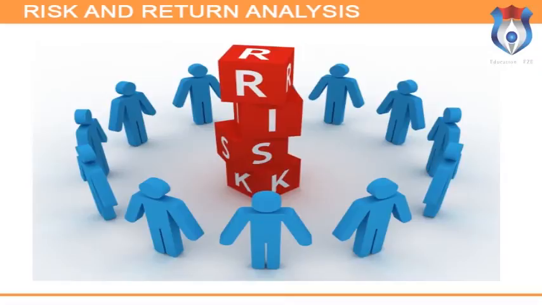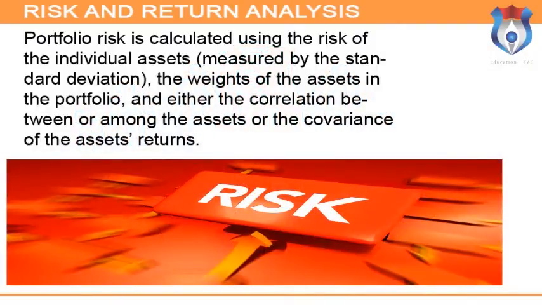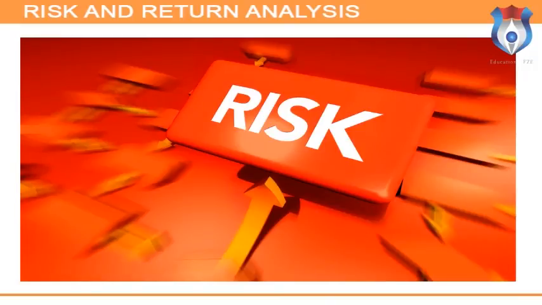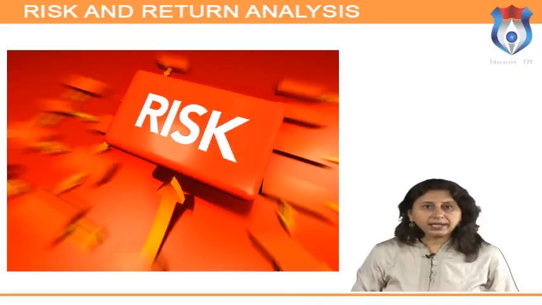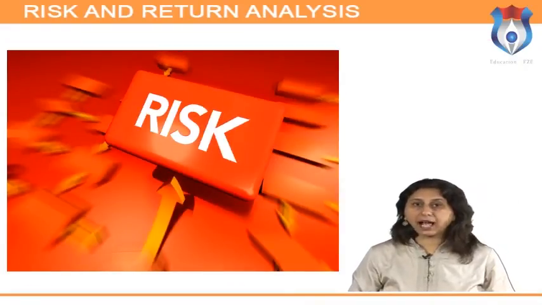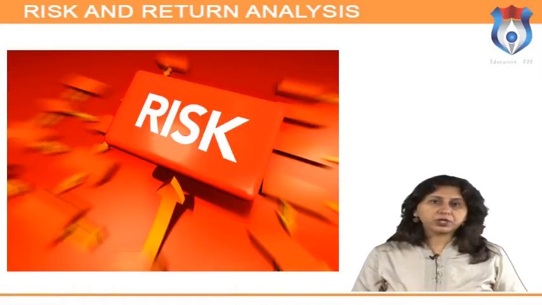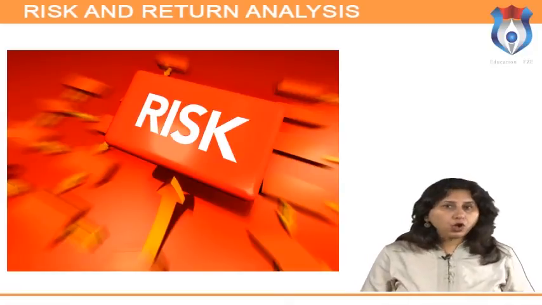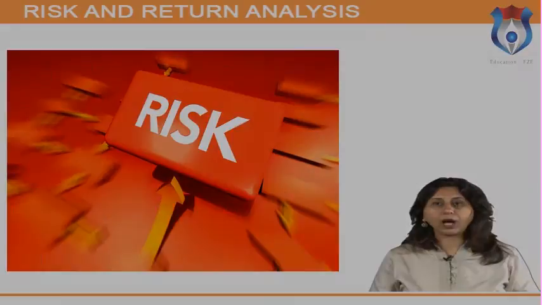The return on a portfolio of assets is calculated as where Ri is the expected return on asset i and Wi is the weight of asset i in the portfolio. Portfolio risk is calculated using the risk of the individual assets measured by the standard deviation, the weights of the assets in the portfolio, and either the correlation between or among the assets or the covariance of the assets' returns. For a 2-asset portfolio, the risk of the portfolio sigma p is where sigma i is the standard deviation of asset i's returns. Rho 12 is the correlation between the returns of asset 1 and 2, and Cov 12 is the covariance between the returns of asset 1 and 2.